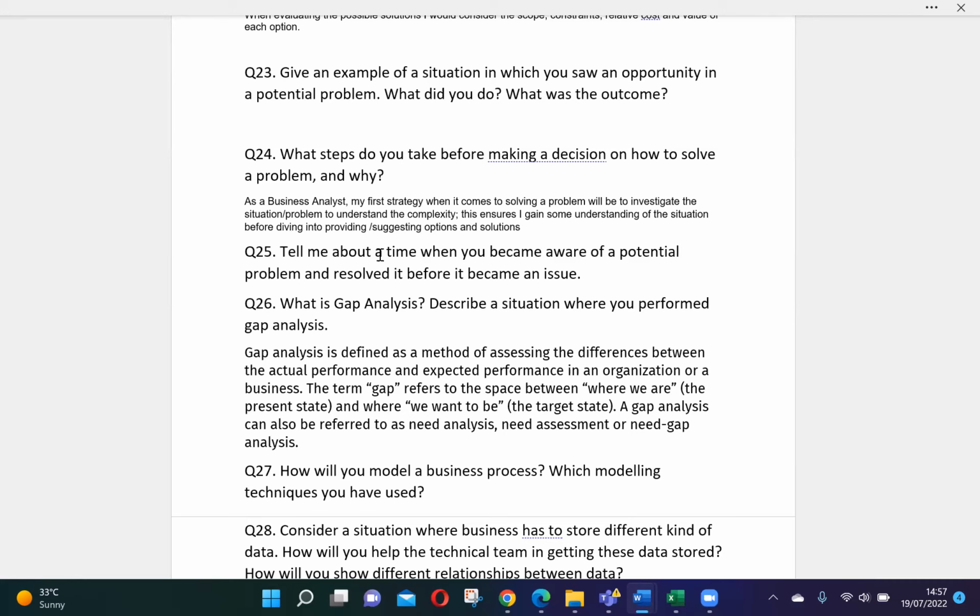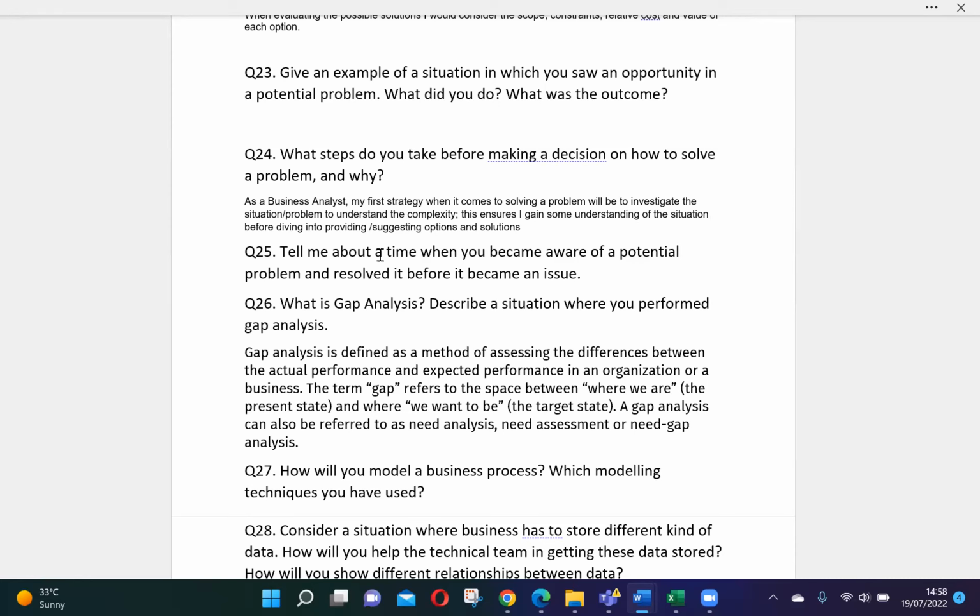So I have used BPMN for modeling the requirement. I have used activity diagram from UML to create it, so that you can say. And if I have to do the database modeling, I have used the entity relationship diagram technique.